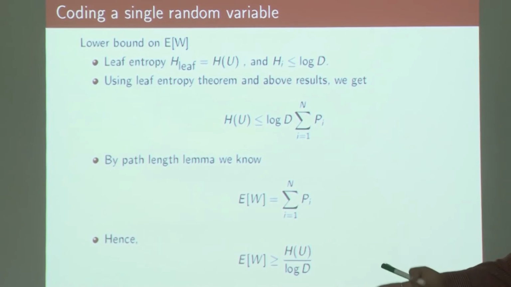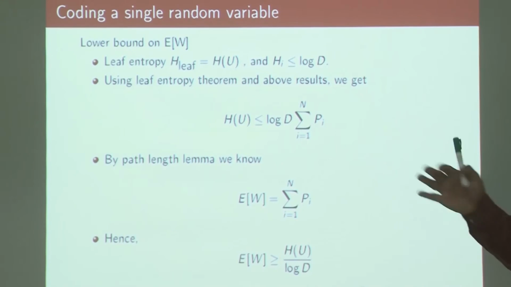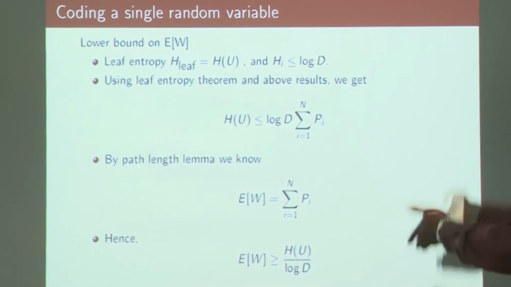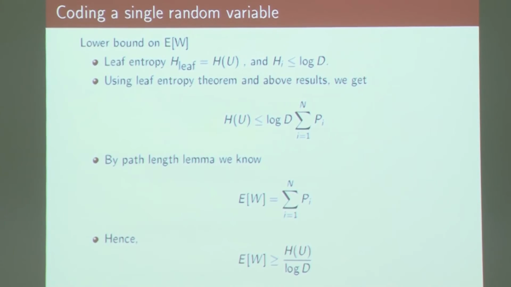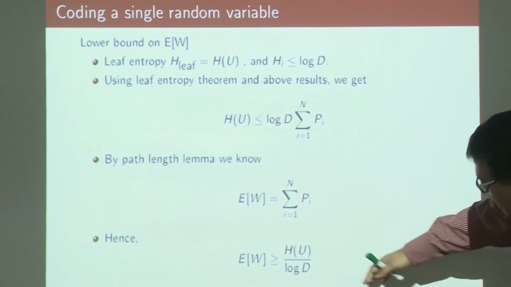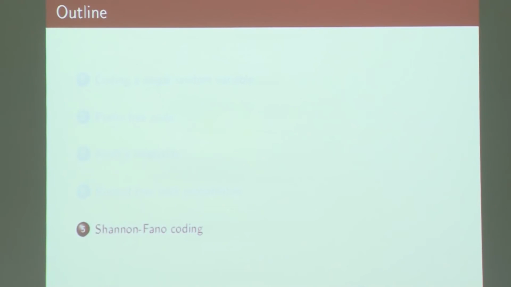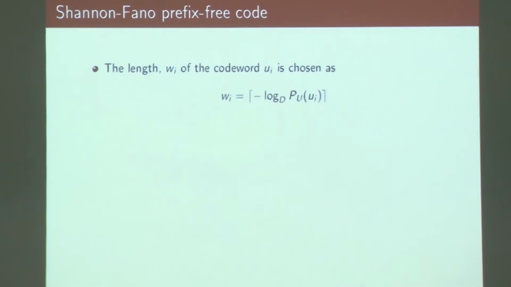And the reason I was mapping this prefix free code to a D-ary tree was because I am going to use those properties to prove this result. Okay. Right. For prefix free codes, I have proven that this is the condition, this is the minimum number of bits required. Okay. Now, let us go over a very simple example of a prefix free code.